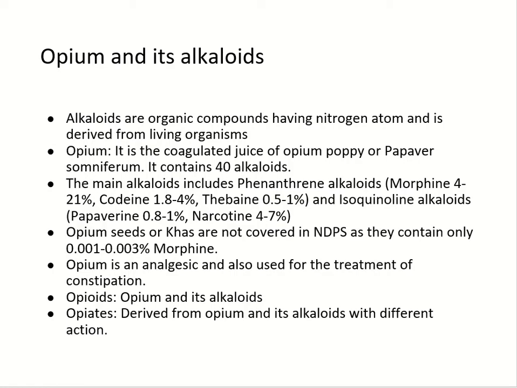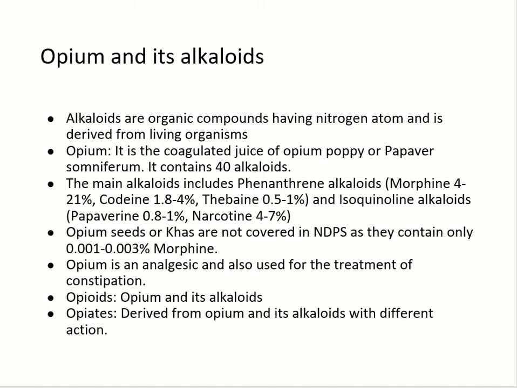Opium and its alkaloids. Alkaloids are basically organic compounds which have a nitrogen atom and are derived from living organisms. Opium alkaloids are derived from Papaver somniferum. Opium is the coagulated juice or resin of the opium poppy and it contains nearly 40 alkaloids. The main alkaloids of opium are of two categories, phenanthrene alkaloids and isoquinoline alkaloids.